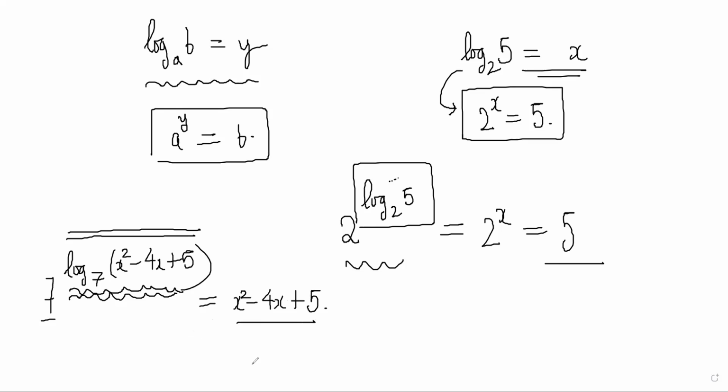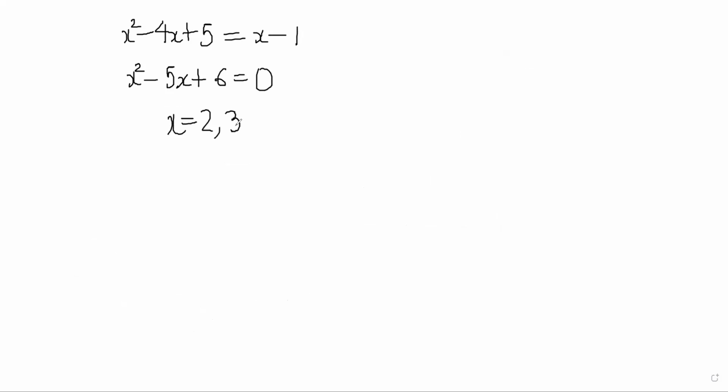Correct. Then the question becomes very easy. It becomes x square minus 4x plus 5 is equal to x minus 1, right? So it becomes x square minus 5x plus 6 is equal to 0. So x can be 2 or 3, right? So that is this one, 8th one. 9th one you can ignore because it is a different maths. It is coordinate geometry actually that they are checking here. So 9th one you can ignore.